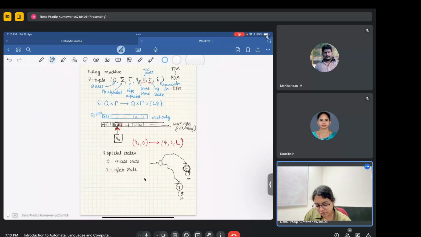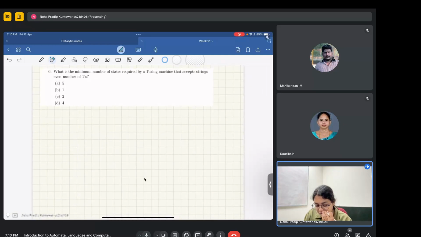So with that in mind, here is a simple warm-up example for Turing machines. We know that it is possible to design DFAs which accept only those strings that have an even number of ones. So the question is, if you want to design a Turing machine for the same, how many minimum states will it take? Maybe you can try this for some time. We will discuss the solution.